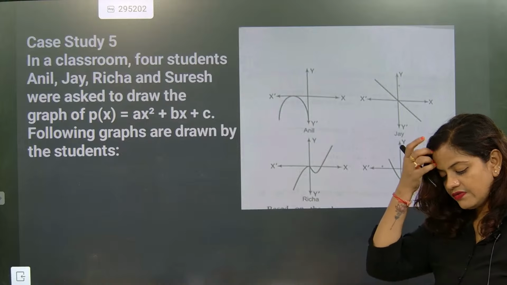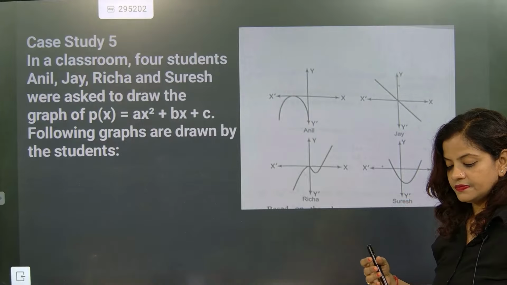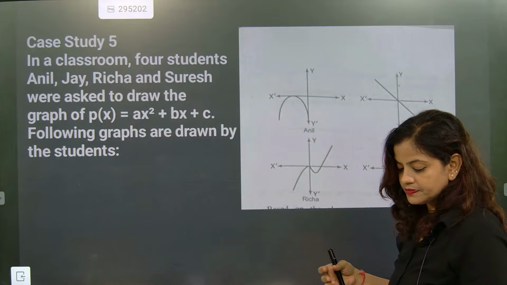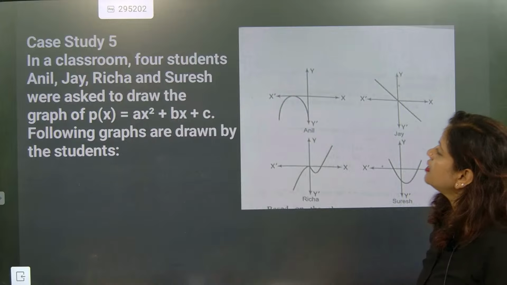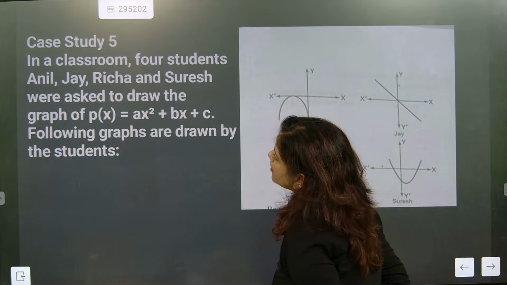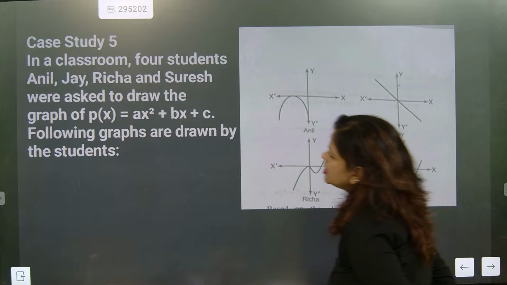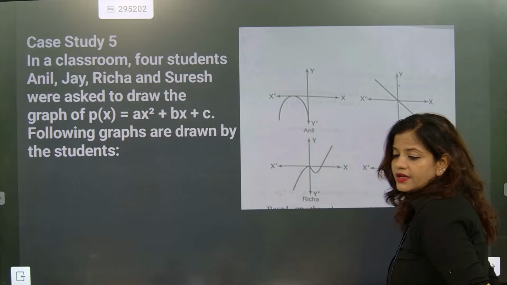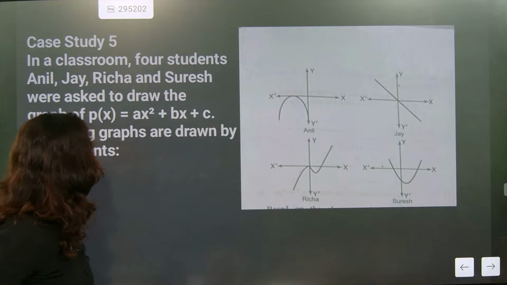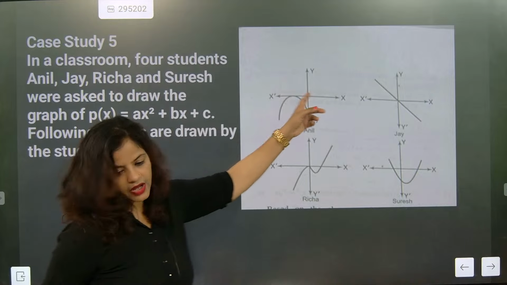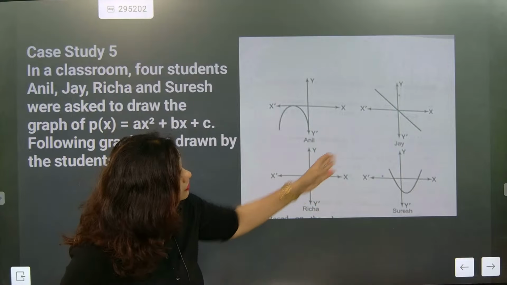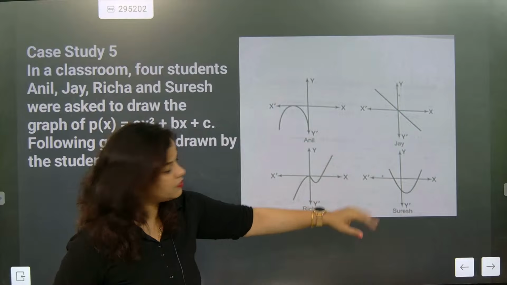So this is case study 5. In a classroom, four students Anil, Jay, Richa, and Suresh were asked to draw the graph of the polynomial ax square plus bx plus c. The following graphs are drawn. See, Anil has drawn this type of graph, Richa has drawn that type of graph, this one is Jay, and this one is Suresh.